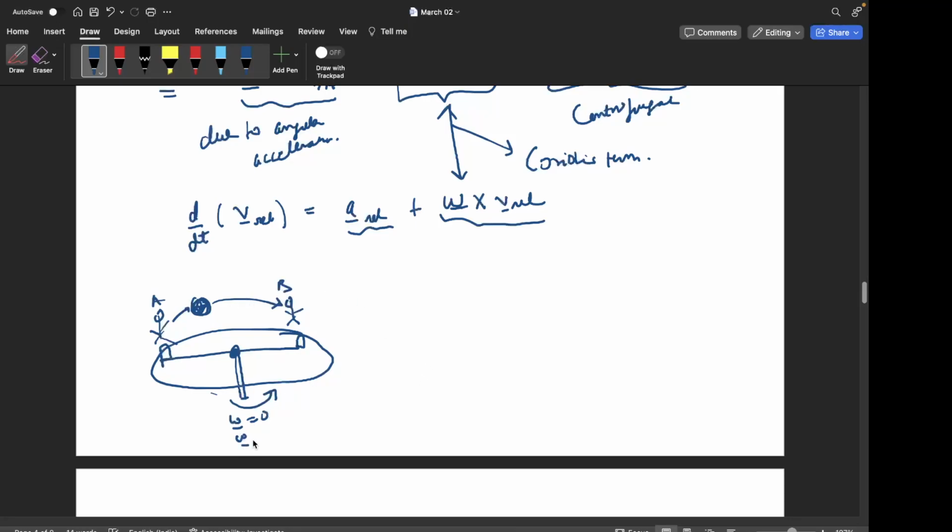Now, once omega is non-zero, right? This disk is rotating, all right? Then what you see is that, if I am drawing the top view, when A throws the ball, the path of the ball becomes like this, right? And it becomes difficult to catch because the path is now not straight from A to B, it gets deflected, right? This is due to the Coriolis effect, right?